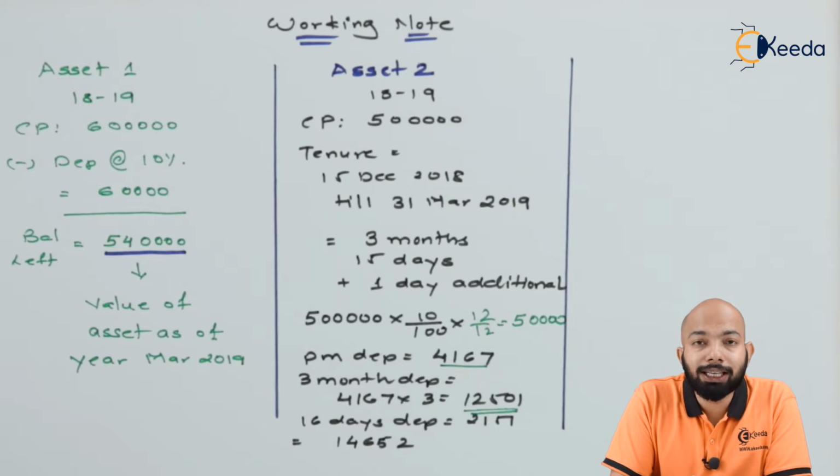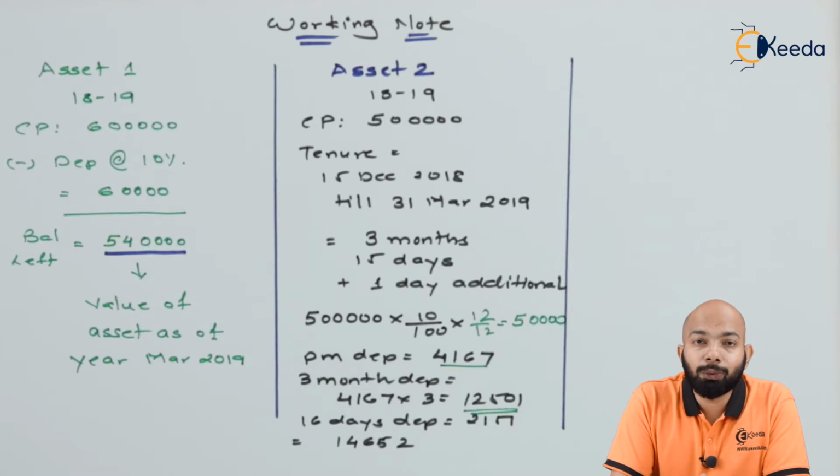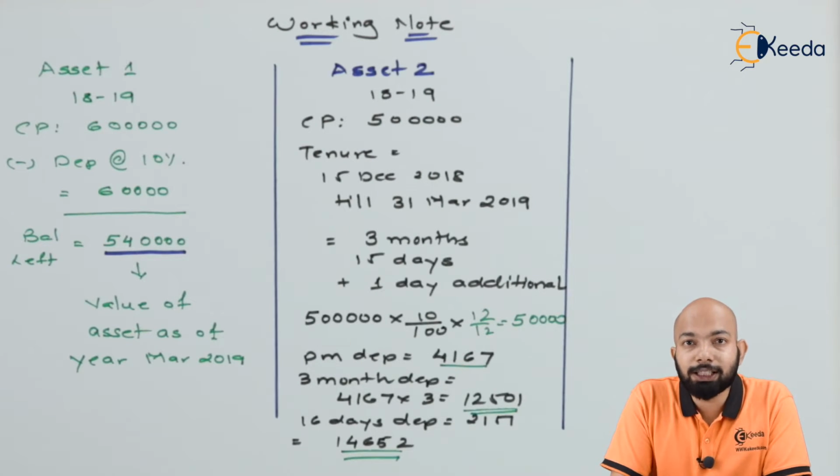Now 4167 is the per month's depreciation. For the month of December, the asset has been used only for 16 days, so you divide 4167 by 31 days, as you have 31 days in the month of December, which gives you per day depreciation. If you multiply that by 16 days, you will get 2151, which is the depreciation for those 16 days of December. So the total depreciation will be the 3 months' depreciation 12,501 plus the 16 days' depreciation 2151, which gives you a total depreciation of 14,652 for this specific asset.